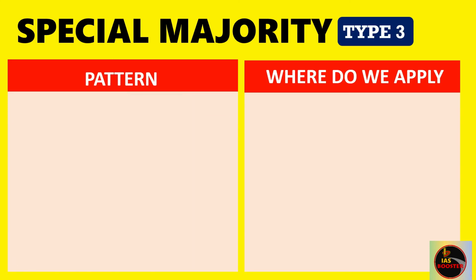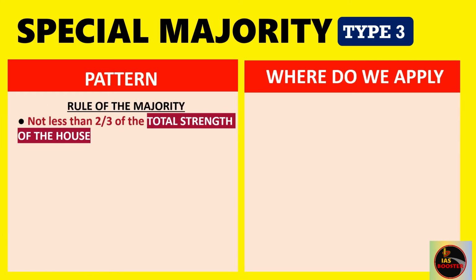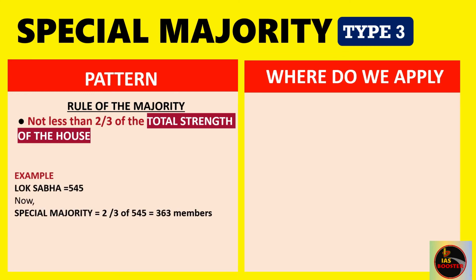Let's go for the special majority type 3. This is very important. Please stay focused. Here the rule says not less than 2/3 of the total strength of the house. I'm going to take an example here. Say the Lok Sabha is 545. Since total strength is 545, 2/3 of the total strength is 363. That means it's one of the toughest. Okay, it's not one of the toughest, it is the toughest. So only if you have 363 members, you can go with this special tool called special majority type 3.